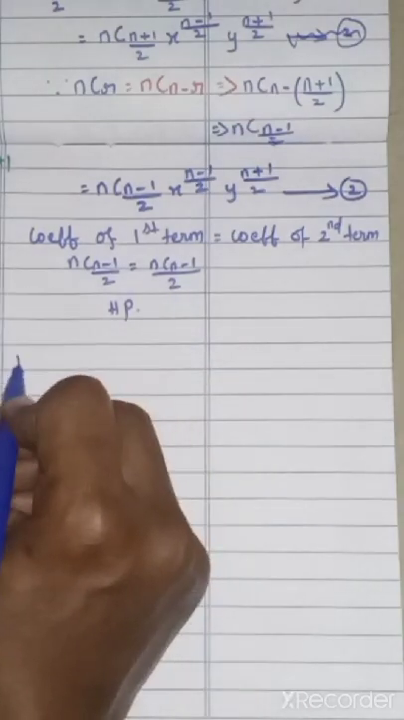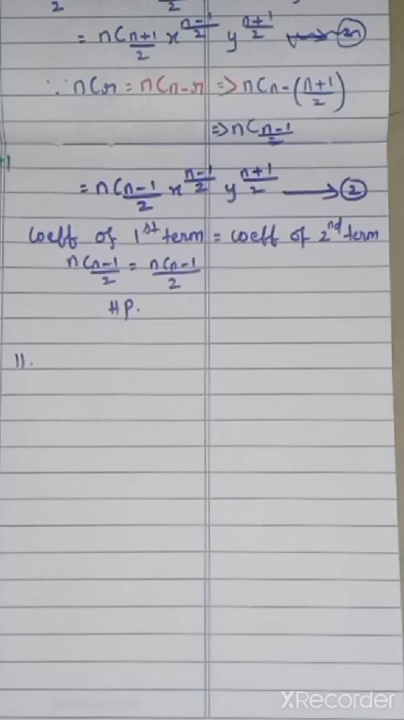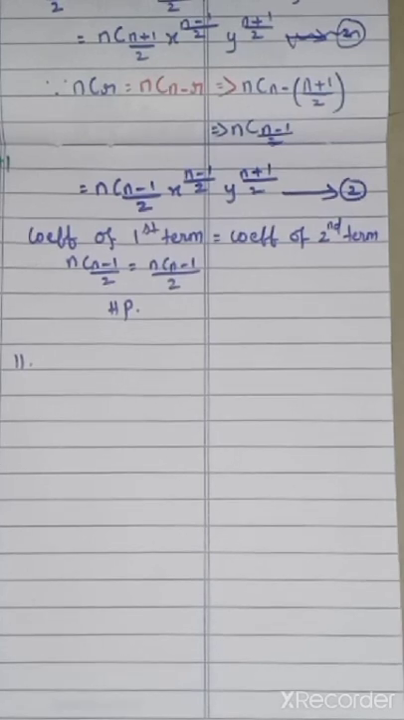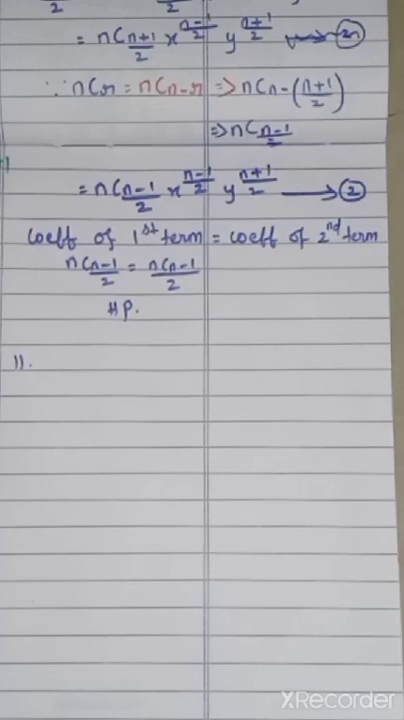Now, next question, the 11th one. If n is a positive integer and r is a non-negative integer, what we want to prove is that the coefficients of x power r and x power n minus r in the expansion of (1 plus x) power n are equal. So this is also like your previous problem. Whatever term is given, we are going to use it here.